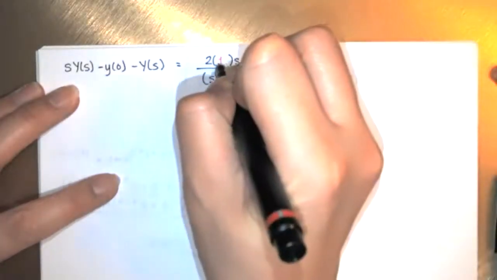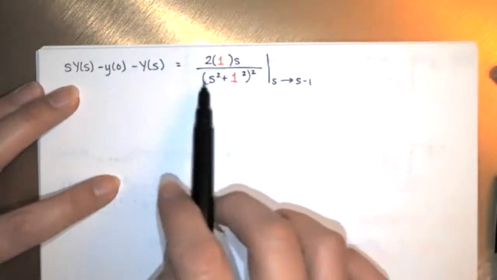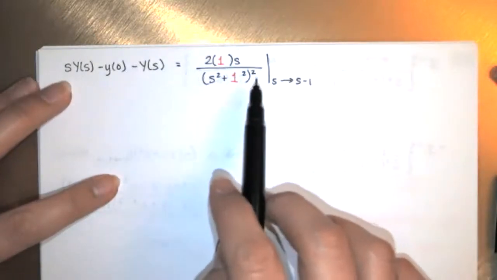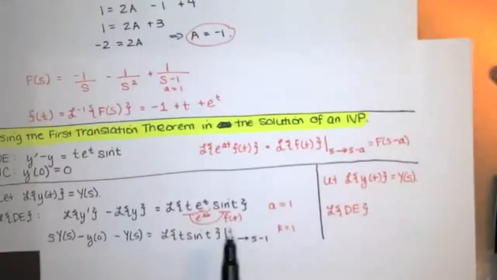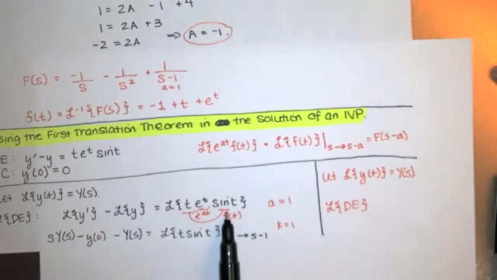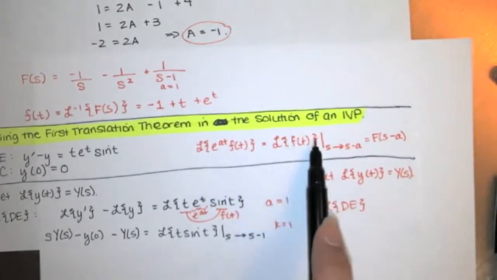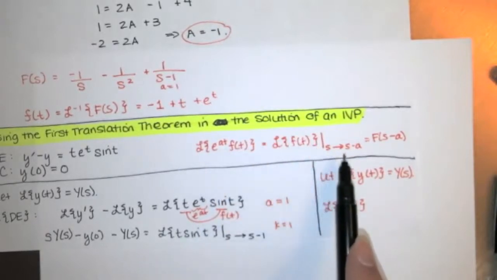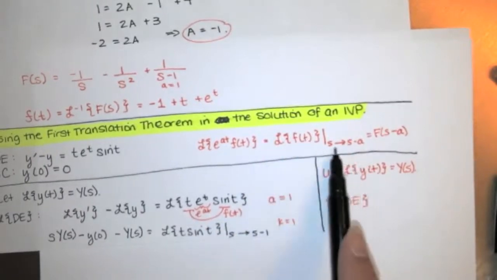Okay, so it was 2 times k times s over s squared plus k squared quantity squared. In our case, k was equal to 1 because we had t times sine of 1t. And because we're using that first translation theorem, we're going to take this and replace the s with s minus 1. Now again, the reason that we're doing that is because there was an e to the at here multiplying that t times sine of t. So that means we take the Laplace transform of this piece and then we replace the s with s minus a. So this is giving us F of s, and then we replace the s with s minus 1 in our case.